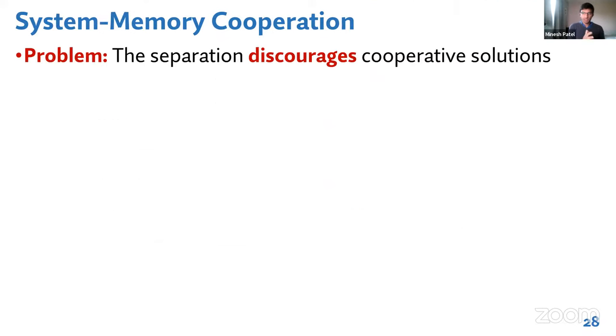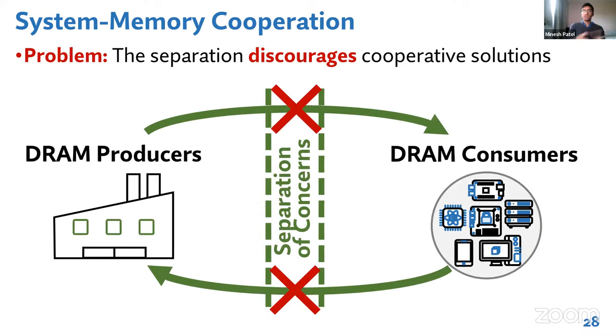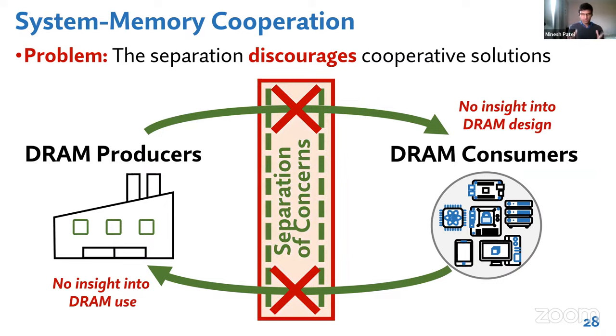So the problem here is that the separation of concerns actively discourages using these sorts of cooperative solutions. And this is because the separation of concerns prevents producers and consumers from directly exchanging information outside of DRAM standards. And so this effectively prevents consumers from gaining insights into the DRAM design and producers from gaining insights into how consumers are using those DRAM chips, therefore making these sorts of cooperative solutions very difficult to adopt.